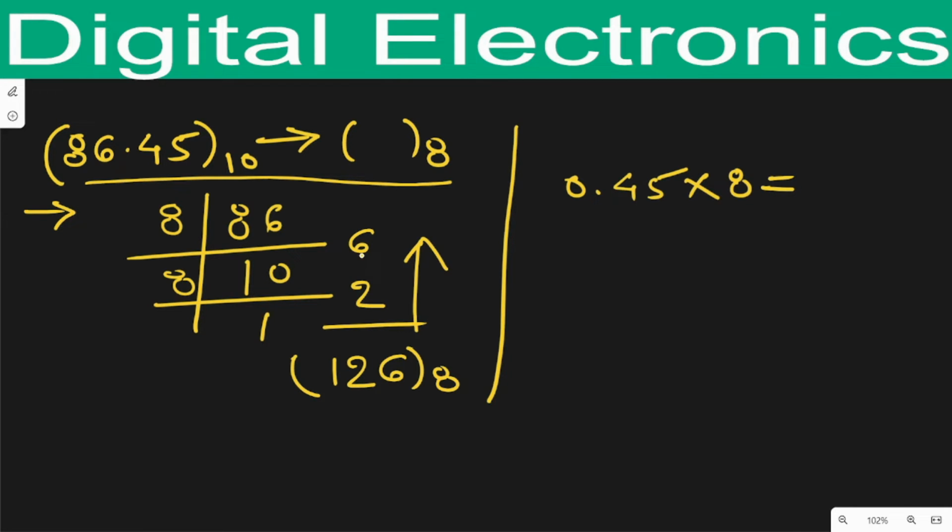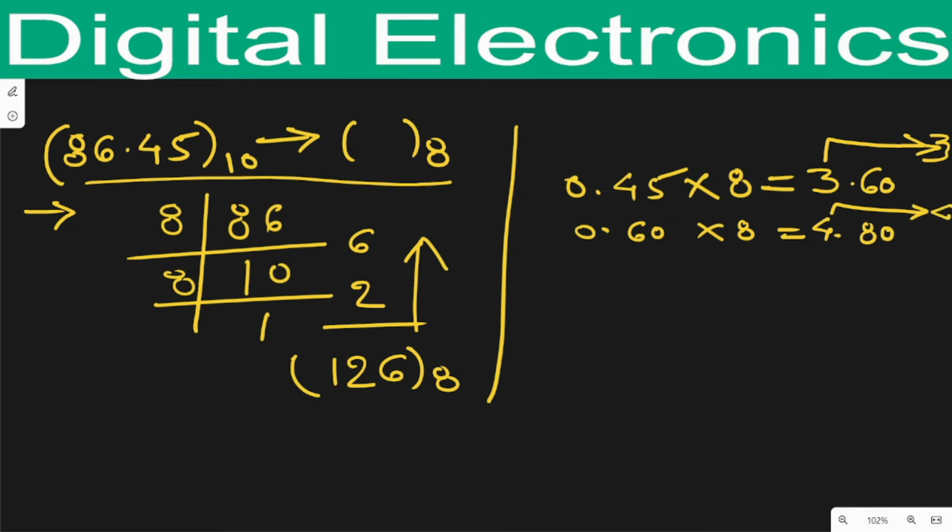So when we multiply 0.45 with 8, then we will get 3.60. So here the integer value is 3. So we extract this integer 3. Now after extracting we will get 0.60. Then again we multiply it with 8. Then what we will get? We will get 4.80. So we extract integer 4.